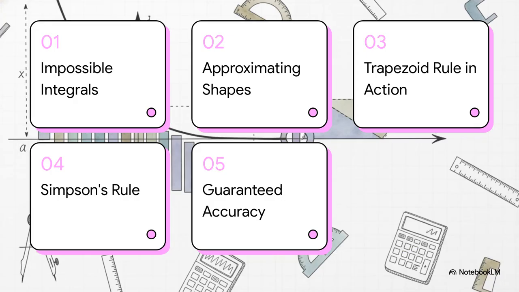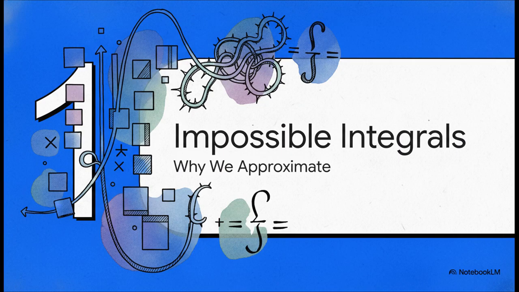So here's the game plan. First, we'll look at these impossible integrals to see why we even need to approximate. Then, we'll get into our toolkit of shapes, covering the trapezoid rule and the real star of the show, Simpson's rule. We'll put them to the test with an example, and finally, we'll figure out how we can be absolutely sure our answer is accurate enough. All right, section 1, the impossible integral, or why sometimes the best answer is just a really, really great guess.